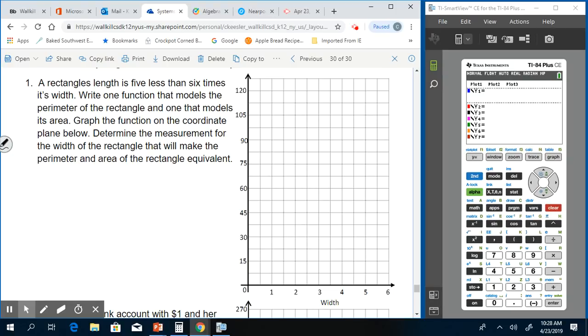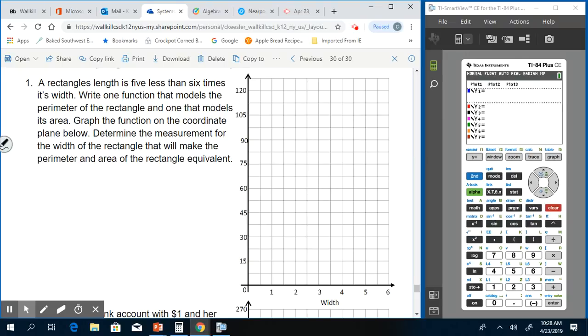For number 1, a rectangle's length is 5 less than 6 times its width. Write one function that models the perimeter of the rectangle and one that models its area. Graph the function on the coordinate plane below. Determine the measurement for the width of the rectangle that will make the perimeter and area of the rectangle equivalent.